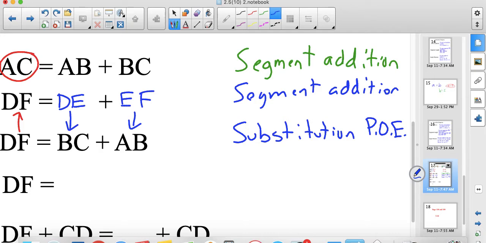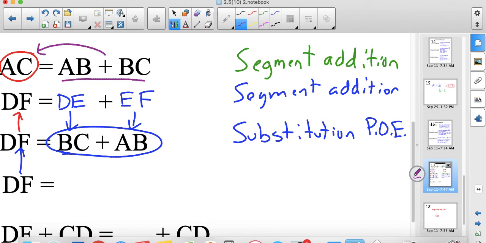Now, we're still talking about DF. Now it equals something. Well, what else was BC plus AB equal to? Because if I'm going to change something, it's got to be on the right-hand side. What else can we do? BC plus AB, we had said, was actually equal to AC. So we can replace it with AC. Once again, that is your substitution property.